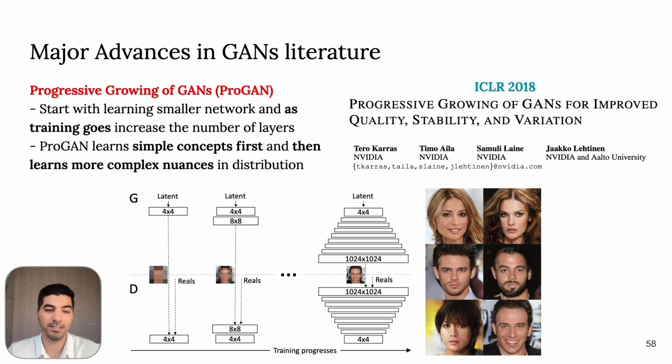And what happens here is that at the beginning, ProGAN learns simple concepts, and then it learns more and more complex nuances in the data distribution. And in this way, they were able to generate very decent images. So the quality of the images has improved a lot, but still you can see some artifacts here and there.